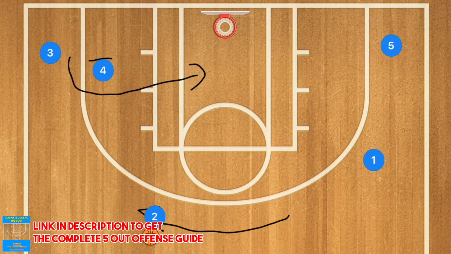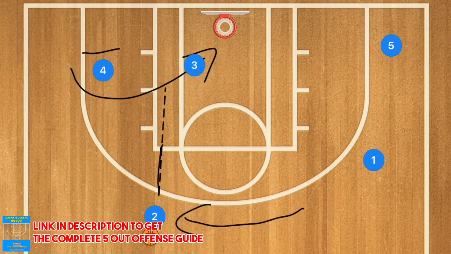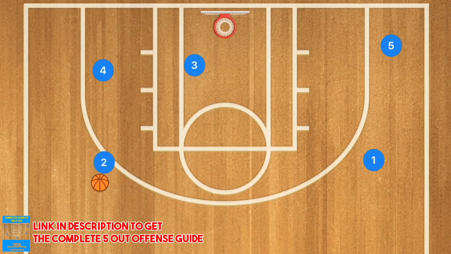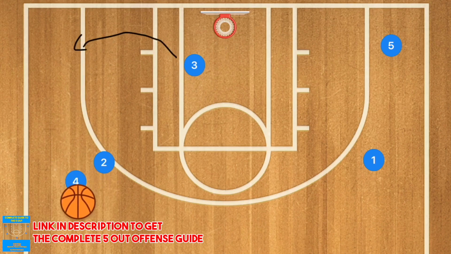Of course, if player 3 is open after that cut, we really want to see a pass go to player 3. Now, if that pass does go to player 3, of course, you want to finish with that layup. But if there is no pass to player 3, we now are going to have a dribble handoff again with player 4. And now player 3 is obviously going to be posting up for 1 to 2 seconds, and then player 3 is going to be moving out towards that corner.